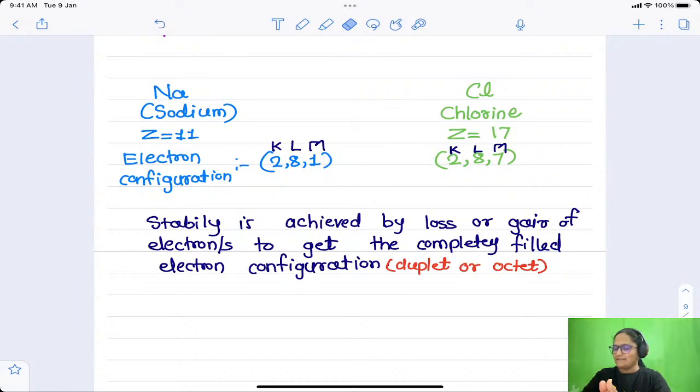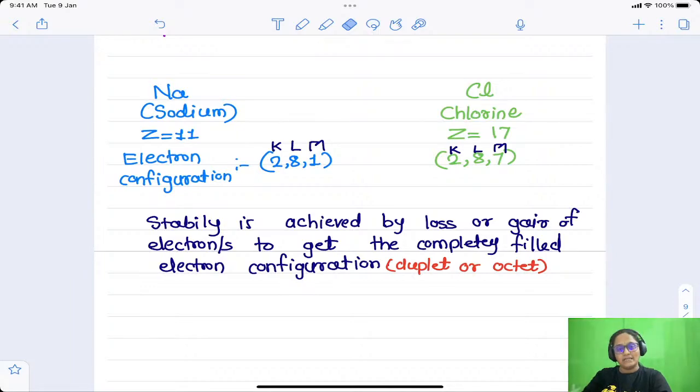Very simple thing is there, guys. So just assume that sodium and chlorine are friends. They are two friends, and they want to set up one industry. They want to produce something in their industry. Chlorine has ideas in mind, sodium does not have ideas in mind.